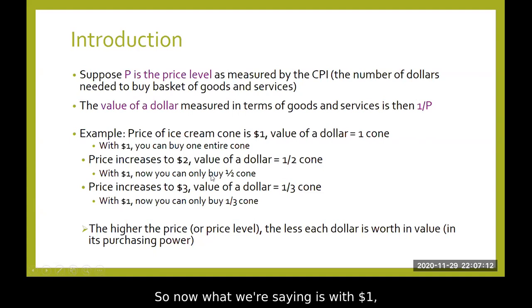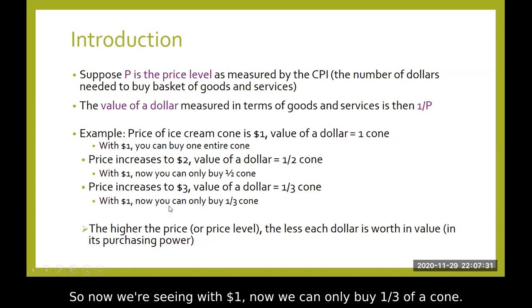So now what we're saying is with $1, we can only buy 1/2 of a cone because each one is now $2. Similarly, if the price of the ice cream cone increases to $3, the value of a dollar, 1 over P, so 1 over 3, is 1/3 of a cone. So now with $1, we can only buy 1/3 of a cone.